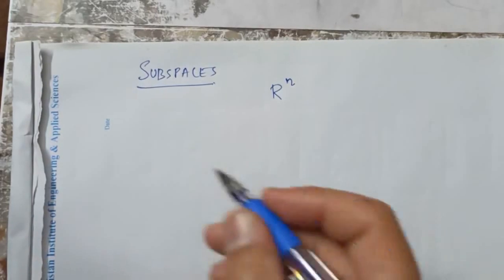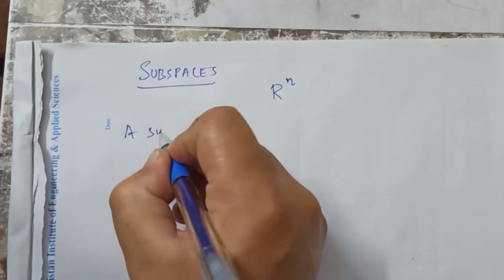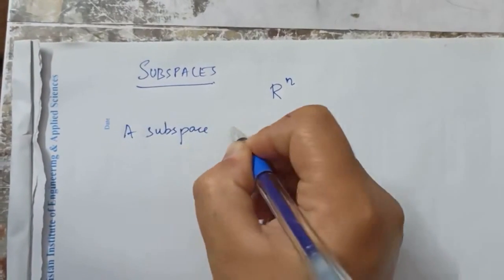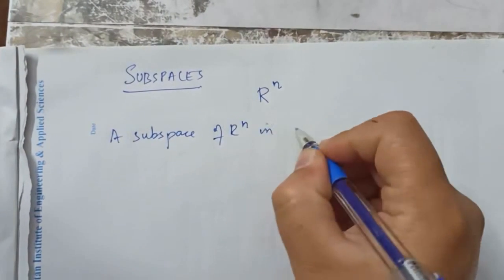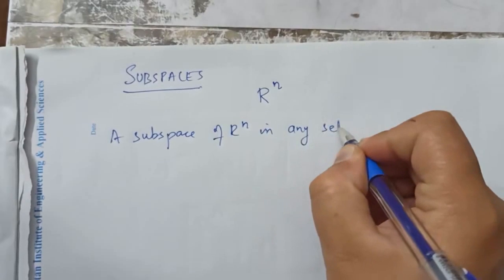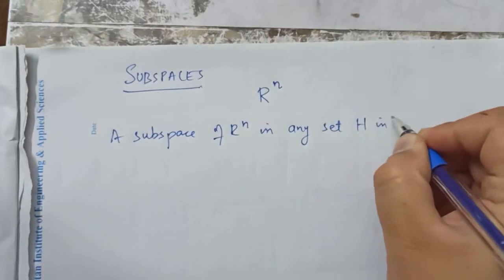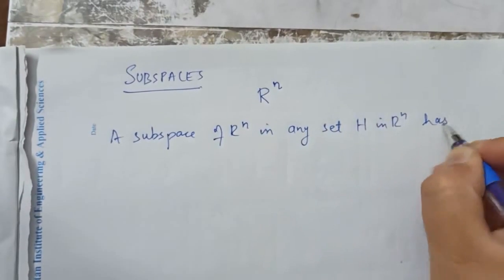Okay, so we say a subspace of Rn is any set H in Rn that has three properties.